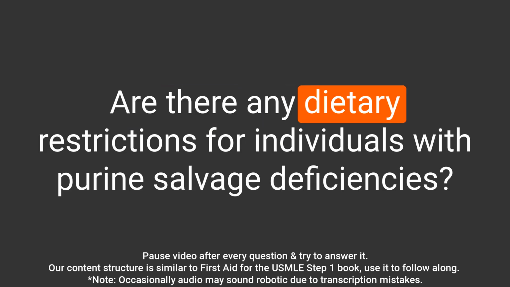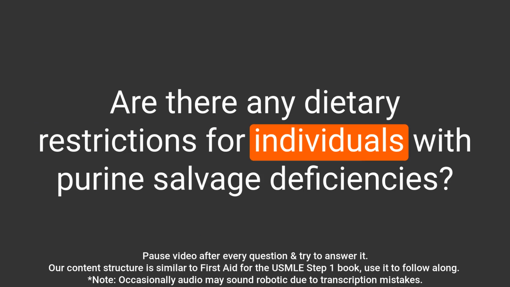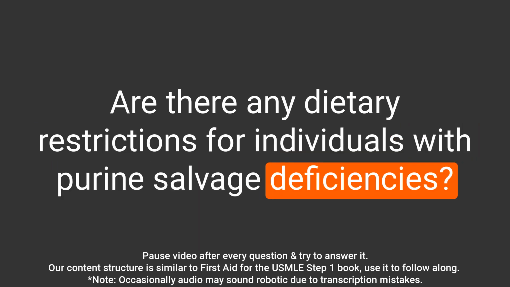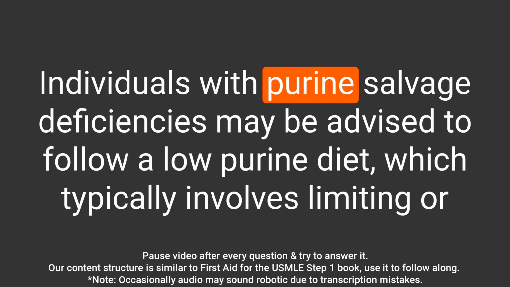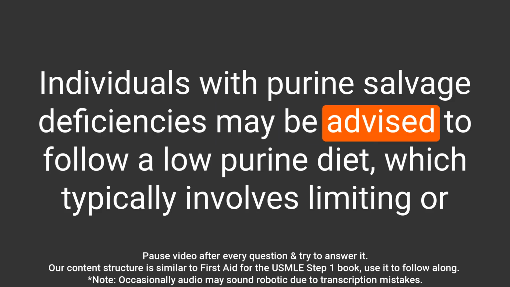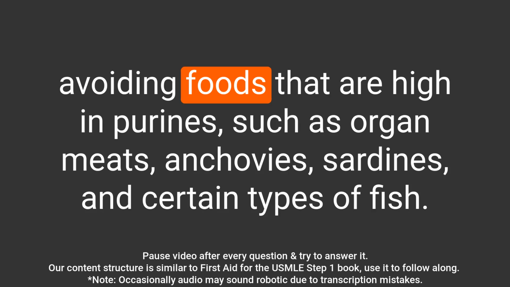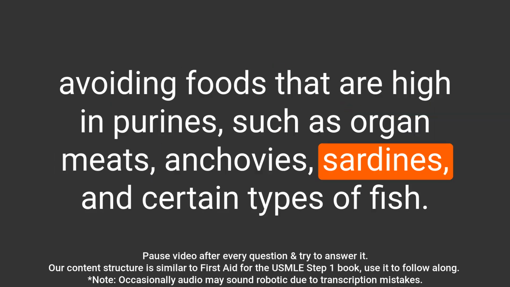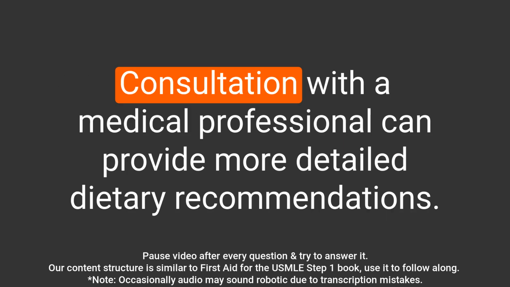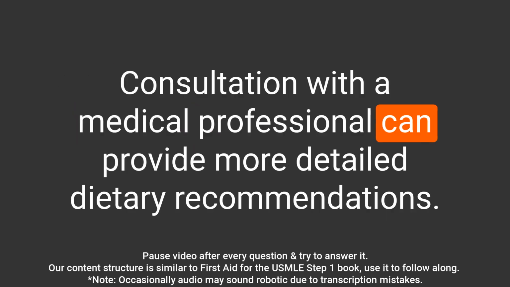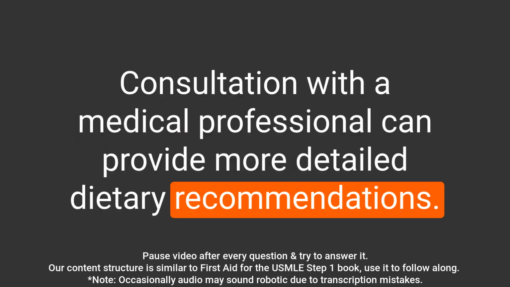Question: Are there any dietary restrictions for individuals with purine salvage deficiencies? Answer: Individuals with purine salvage deficiencies may be advised to follow a low purine diet, which typically involves limiting or avoiding foods that are high in purines, such as organ meats, anchovies, sardines, and certain types of fish. Consultation with a medical professional can provide more detailed dietary recommendations.